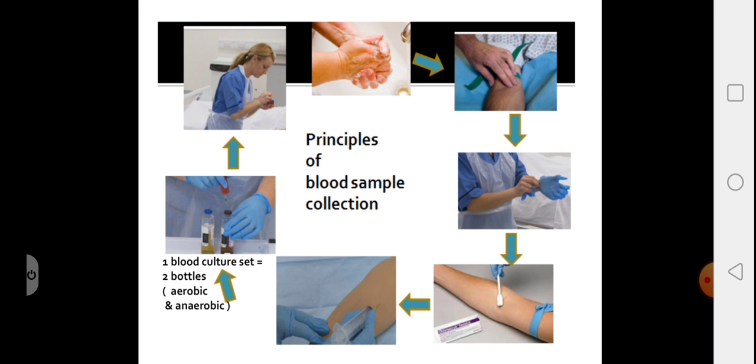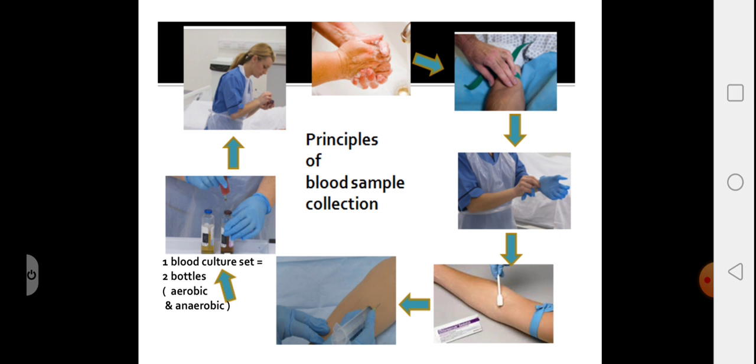Now let us look into how this venous blood sample is collected. First, the healthcare worker should wash his hands, check the site, check for a suitable vein, palpate it, then wear gloves, decontaminate or disinfect the area with an alcohol swab, draw the blood and inoculate into 2 bottles. Usually one is an aerobic blood culture bottle and another is an anaerobic blood culture bottle. So 2 bottles is 1 blood culture set, followed by labeling, writing the patient's name and the details, and transporting it immediately to the lab.